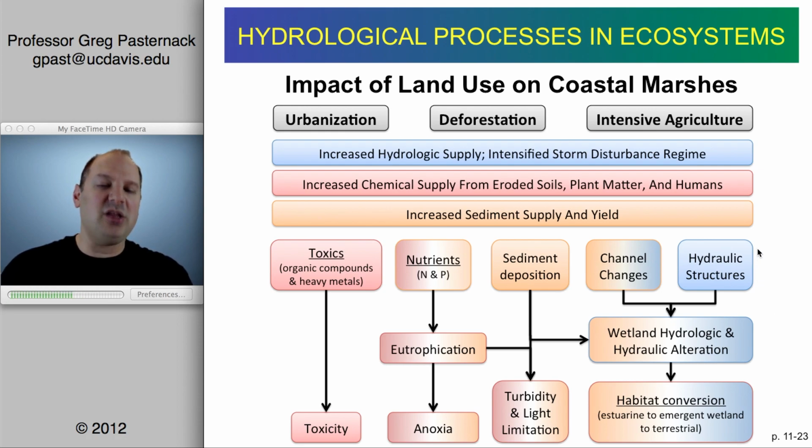And then there are also hydraulic structures like dams, which create further flow modification. All of these things affect the hydrology and hydraulics. What we talked about last time, the flow kinematics, is another word like hydraulics. And then that can ultimately result in habitat conversion. So you go from an open water into an emerging condition.